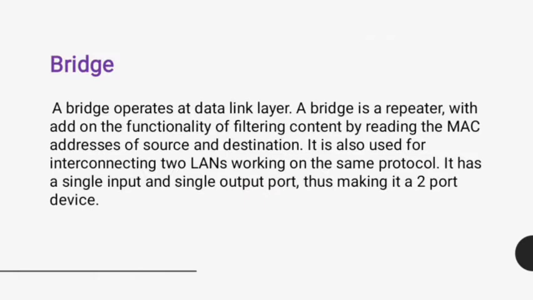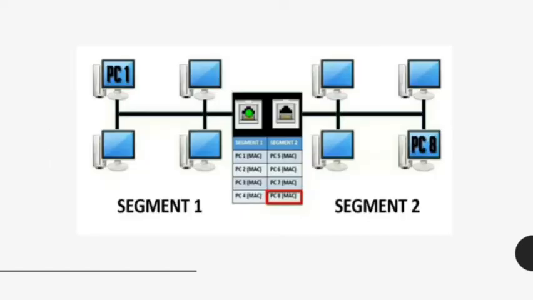Bridge. A bridge operates at the data link layer. A bridge is a repeater with the added functionality of filtering content by reading the MAC addresses of source and destination. It is also used for interconnecting two LANs working on the same protocol. It has a single input and single output port, thus making it a two-port device. A bridge is used in bus topology.